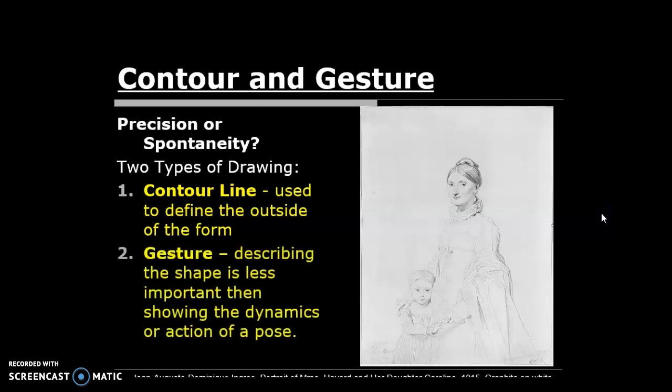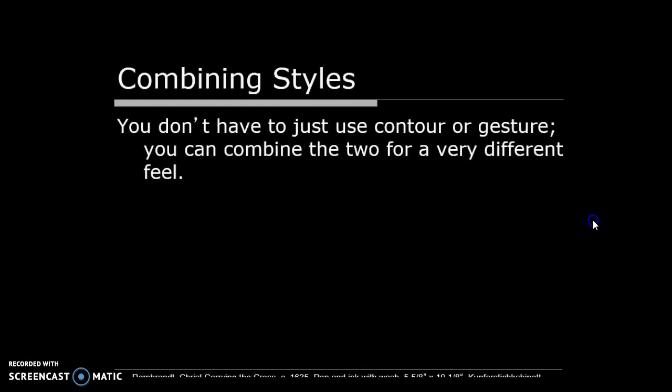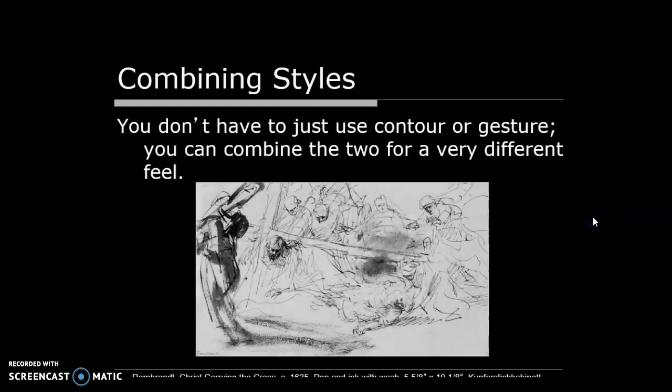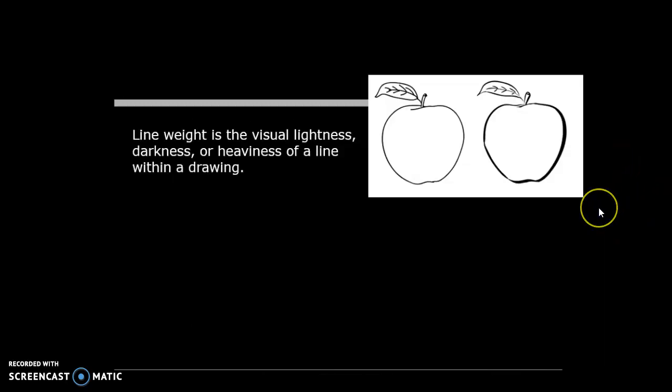In gesture drawing, describing the shape is less important than showing the dynamics or action of the pose. In gesture drawing, it is about action, it is about dynamics, it's about movement. Here is actually a combination, but you can see the gesture drawings and how dynamic they are. Notice here on the left-hand side, the movement that you have. This is a dynamic drawing. It shows a lot of movement, it shows the objects in movement. And you don't have to use one or the other, you can use them in combination.